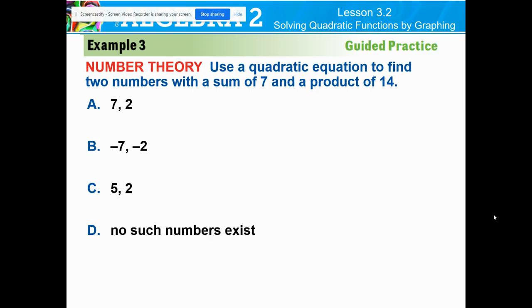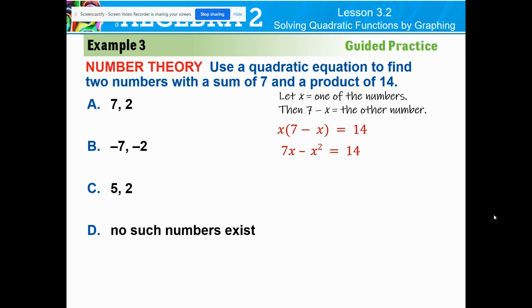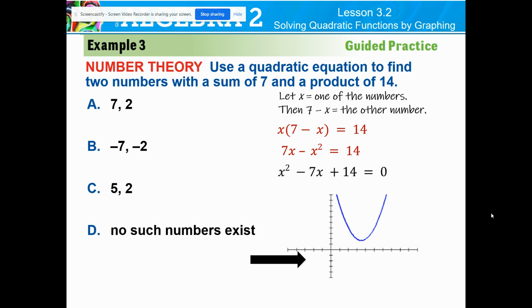Here's another one. Use a quadratic equation to find 2 numbers with a sum of 7 and a product of 14. So once again, let x be one of the numbers. The other one must be 7 minus x. Multiply them together again, distribute, get it all on one side. But if we graph that, it does not cross the x-axis. So there's no x-intercept, so there's no such numbers that exist.